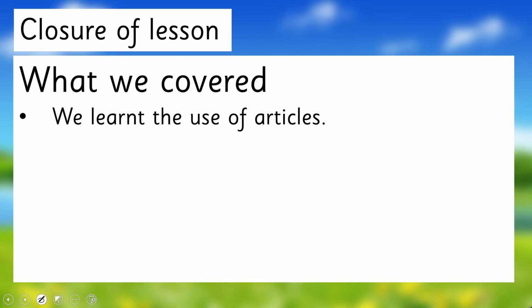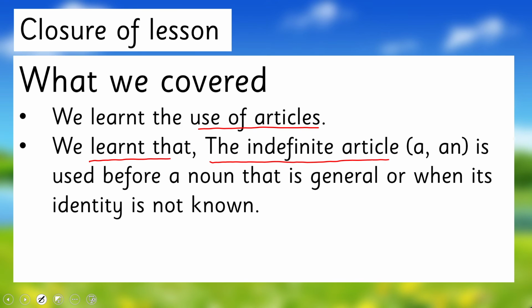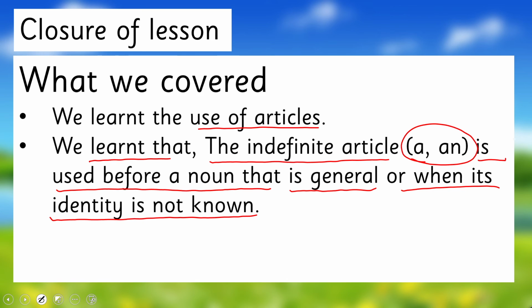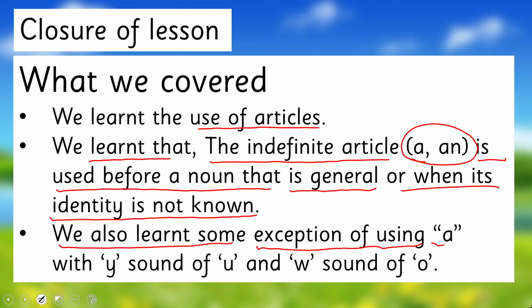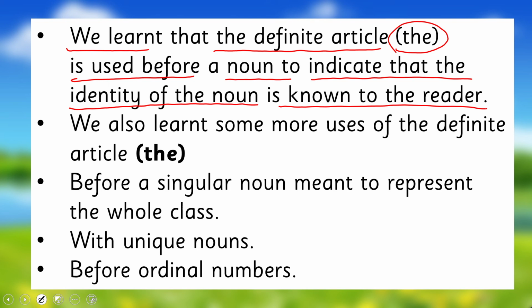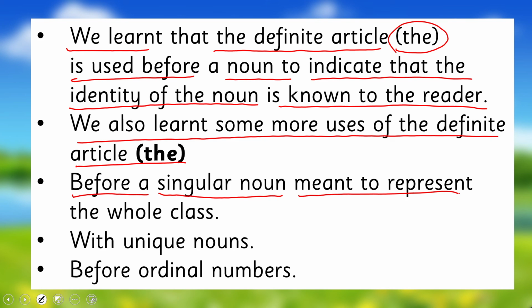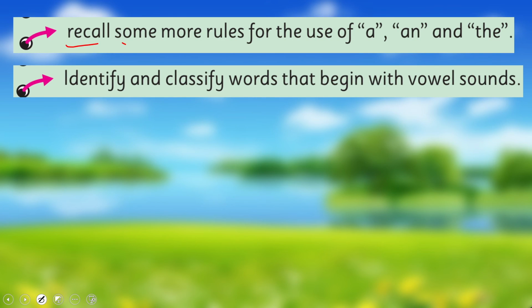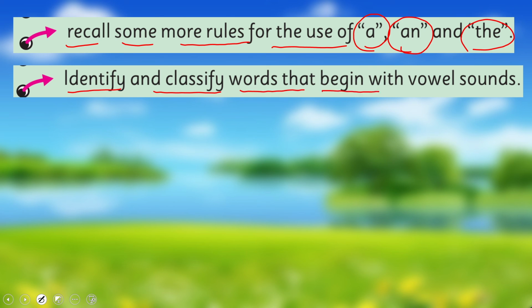So what have we learned today? We learned the use of articles. We learned that the indefinite article "a" or "an" is used before a noun that is general or when its identity is not known. We also learned some exceptions of using "a" with the y sound of u and the w sound of o. We also learned that the definite article "the" is used before a noun to indicate that the identity of the noun is known to the reader. We also learned some more rules of the definite article "the": before a singular noun meant to represent the whole class, with unique nouns, and before ordinal numbers. So in this way, we achieved our SLOs to recall some more rules for use of a, an, and the, and to identify and classify words that begin with vowel sounds.